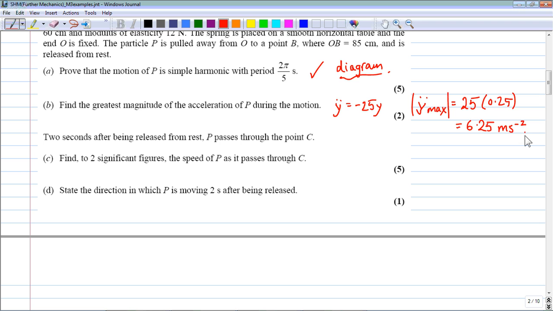In case that isn't obvious to anyone, when an object is moving between two extreme points, acceleration is always proportional to displacement. So the largest displacements, which occur here and here, give the largest accelerations.